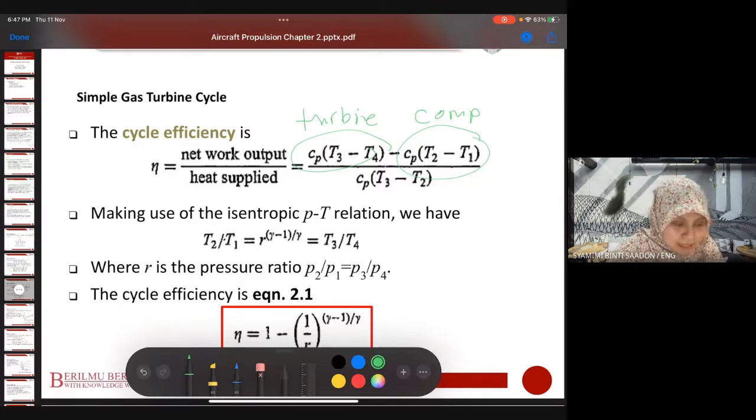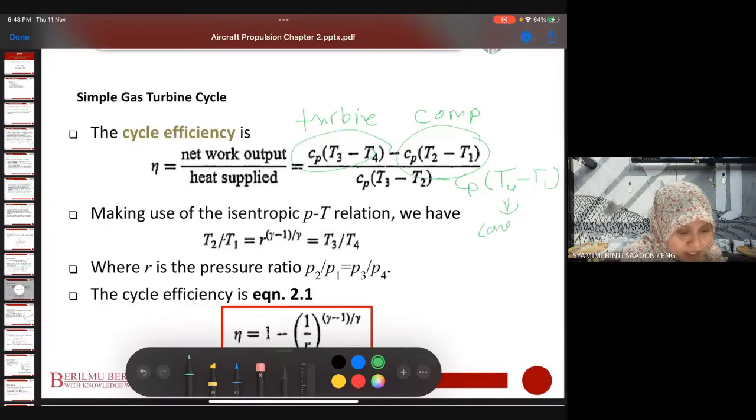Okay, and then heat supply. Heat supply is the total heat transfer at the combustion chamber or at the evaporator. The delta Q just now is equal to Cp times the difference of the temperature inlet and outlet of the combustion chamber or of the heat exchanger. For a closed cycle, we need to add another one, Cp times T4 minus T1, in the condenser.